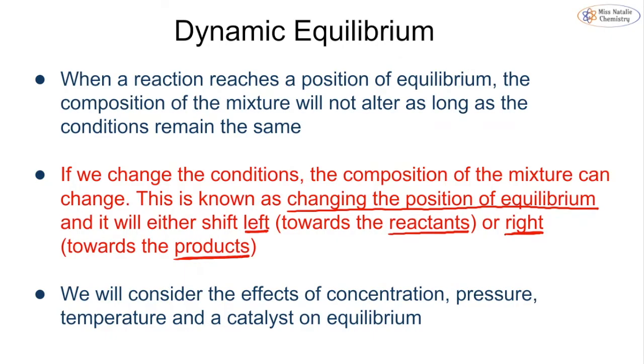And we're going to look at these effects, and we're going to consider the effects of concentration, pressure, temperature, and a catalyst on equilibrium. When you are discussing an equilibrium answer, what you should be saying is what way the equilibrium is going to shift and give a short explanation of why. And we'll look at these explanations in just a minute. But again, these are very common 2, sometimes 3 markers in exams.